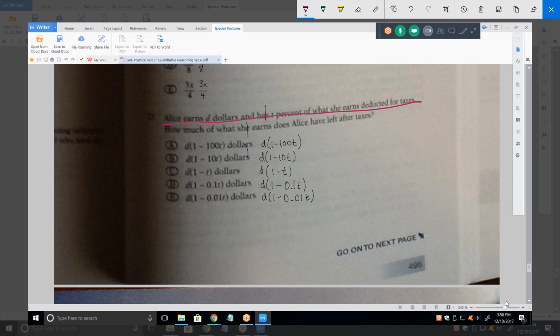Well, let's say she earned $100. Okay. She had 10% deducted for taxes. So how much does she have deducted for taxes?